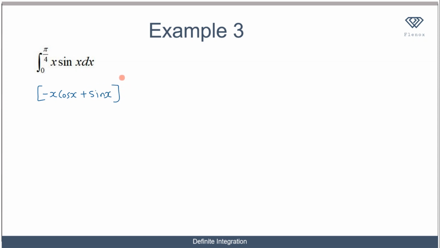So I'm integrating from pi over 4 to 0. So for my upper limit now, I have what? My upper limit minus my lower limit. So for my upper limit now, I replace the value of x as pi over 4. So that becomes what? Minus pi over 4 times cos pi over 4, then plus sine pi over 4. Then minus my lower limit, I put x as 0. Minus 0 cos 0 plus sine 0.